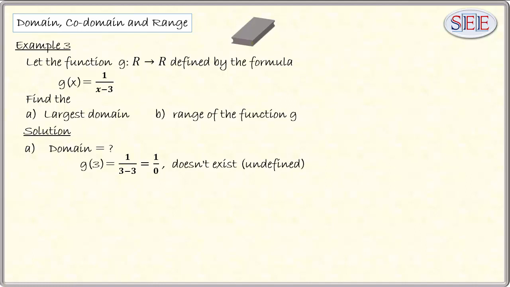So the number 3 will not have an image in the codomain, which means 3 should not be a member of the domain. So my domain will now be equal to x such that minus infinity is less than or equal to x and x is less than or equal to infinity. Simply this means a number from minus infinity to infinity, but excluding 3. This would now be the largest domain. The largest domain of this function would now be any real number with the exception of 3.